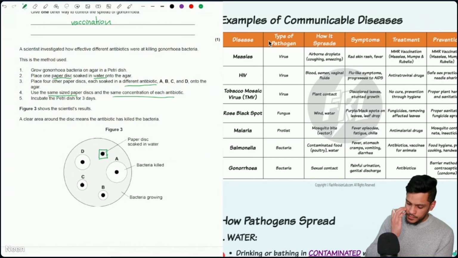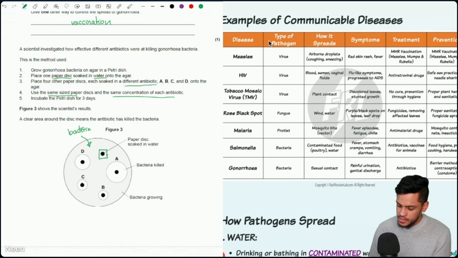So what's happening here? So all this gray part in the circle basically represents the bacteria. So that's the bacteria. The white part basically represents no bacteria. Why? Because the bacteria have been killed. So the antibiotic has killed the bacteria. That's what's causing those circles around it. So you can see here, the paper disc soaked in water has no ring around it because the water is not killing the bacteria.